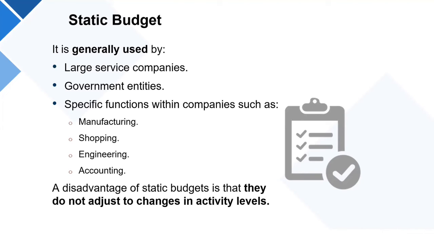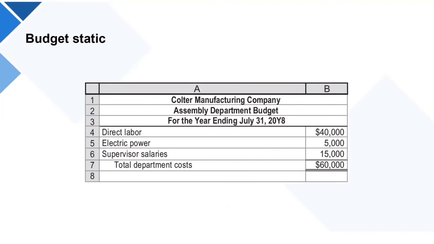this type of budget. Remember, when you are seeing a static budget, it means that it will not change with the activities. And this is an example of a static budget. You have direct labor, electric power, supervisor salaries. The total cost of the department is your budget. And again, budgeting is really simple. It's just writing down the information you're going to be spending.